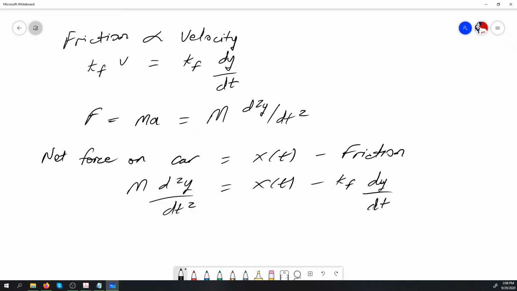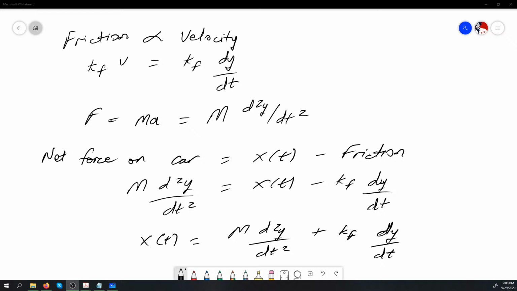And if we make x of t the subject of the formula, this is going to be m d2y/dt squared plus kF dy/dt. And that's how you obtain your x of t function from mapping the entire force of the car in a differential form equation.